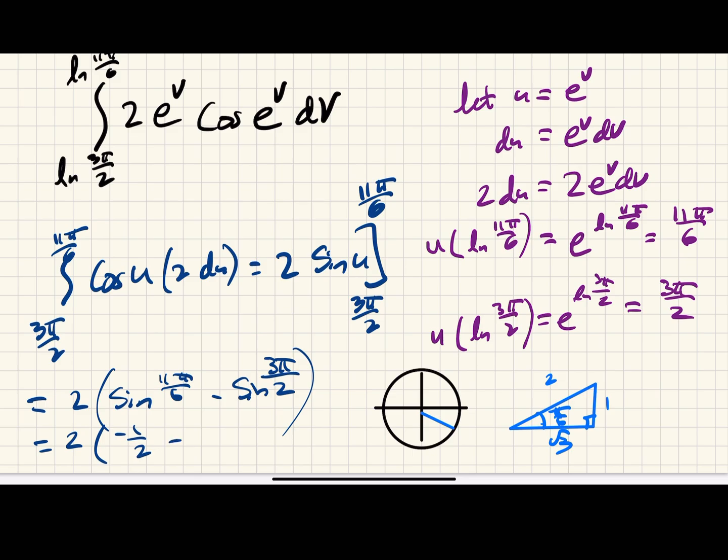Okay, now 3 pi over 2. Well, 3 pi over 2 is just this one that's straight up and down, right? Down here on the bottom. And what's the sign there? Yeah, negative 1. So we have minus a half plus 1. That's a half times 2. Well, that's just 1.